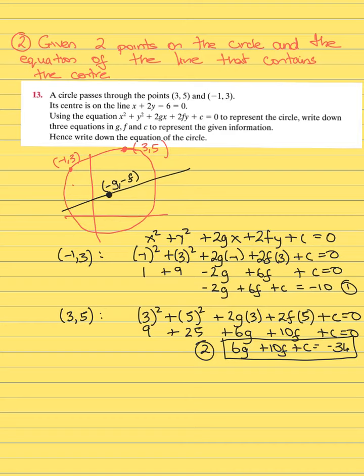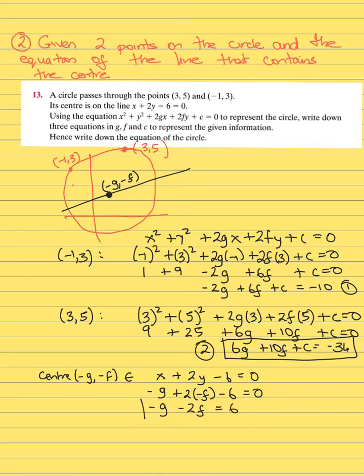And now for the third equation. We know that the centre of the circle, which is (-g, -f), lies on the line x + 2y - 6 = 0. We just change then the x and the y into -g and -f respectively. That gives us -g + 2(-f) - 6 = 0. -g - 2f is equal to 6. And now we have the 3 equations that we were asked to find in the start of this question.